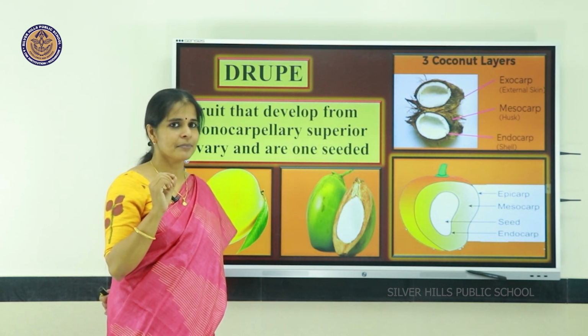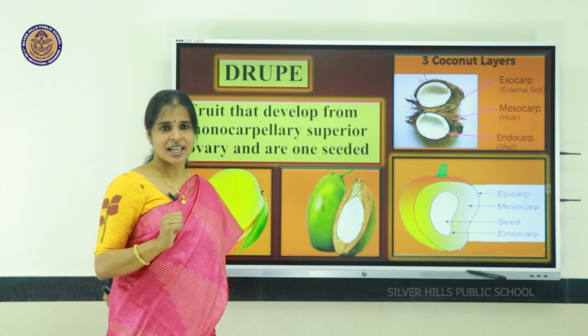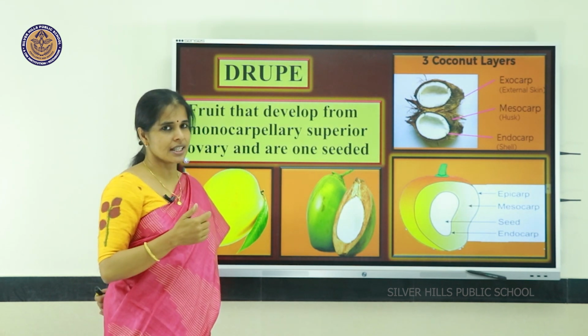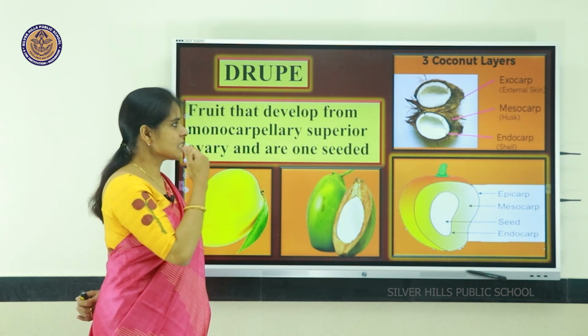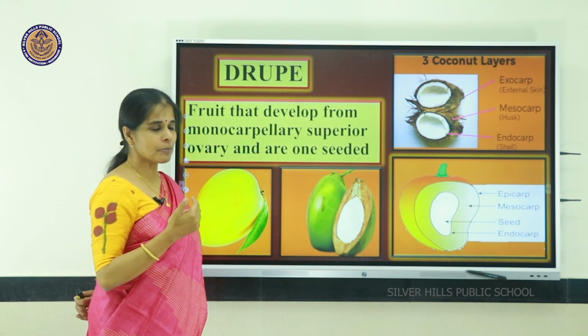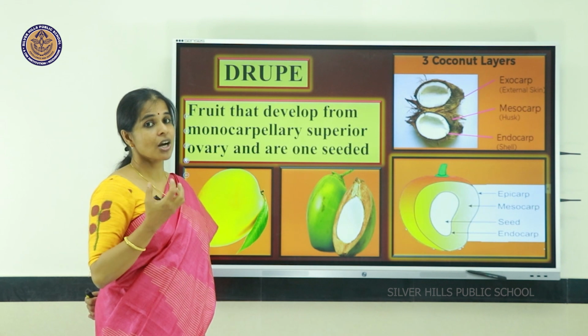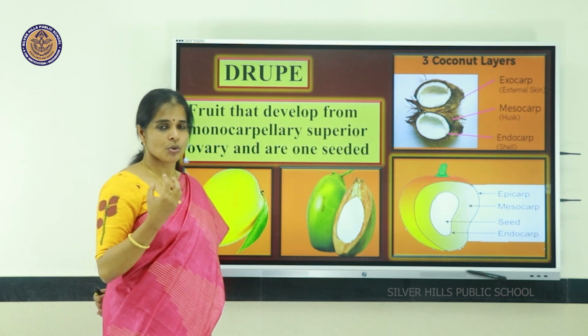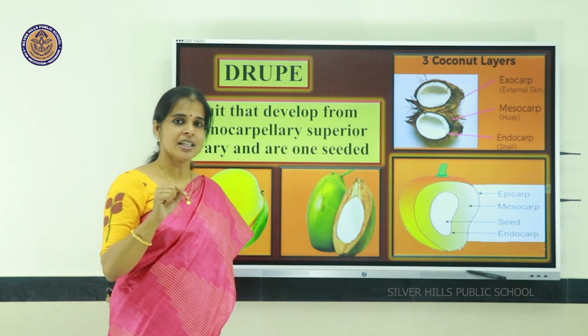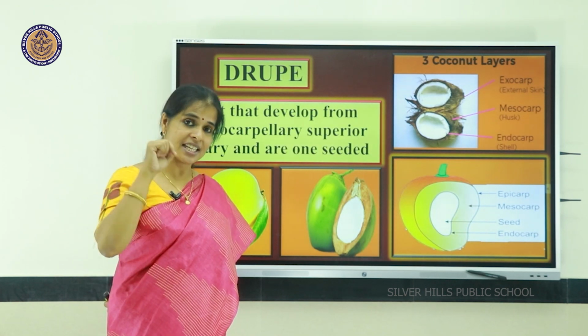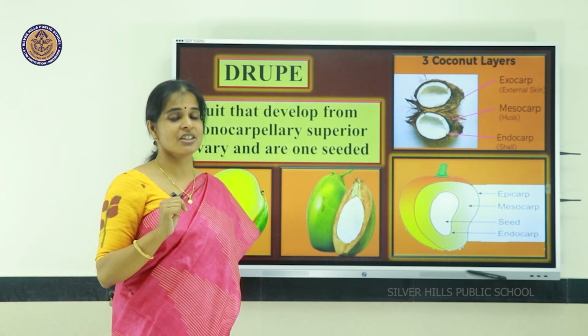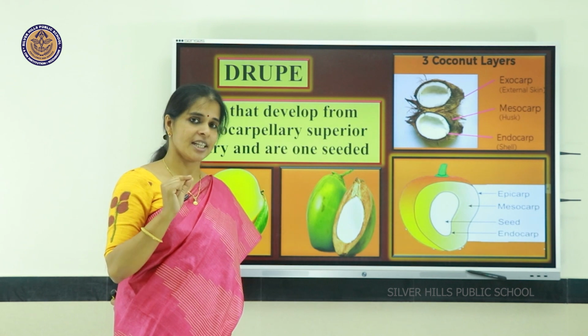Is it edible? In the case of mango, that was the edible part. Here, in the case of coconut, it is not edible. That part, the mesocarp, is the husk. Then comes the endocarp, the coconut shell. That also is not edible. Here the edible part is present inside the endocarp: the white kernel is the edible part.